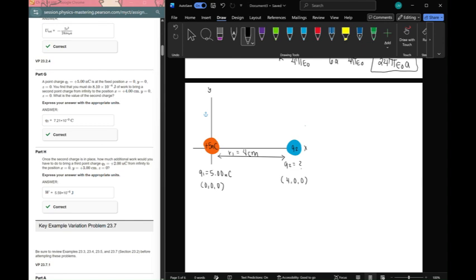So we are doing part G, so I'm going to label it here, part G. What we're trying to do is find the value of the second charge. I placed the Q1 at the origin, and then I put the Q2 over there. The distance between them is 4 centimeters, and so I'm going to convert the 4 centimeters into meters by, I think, dividing it by 100.